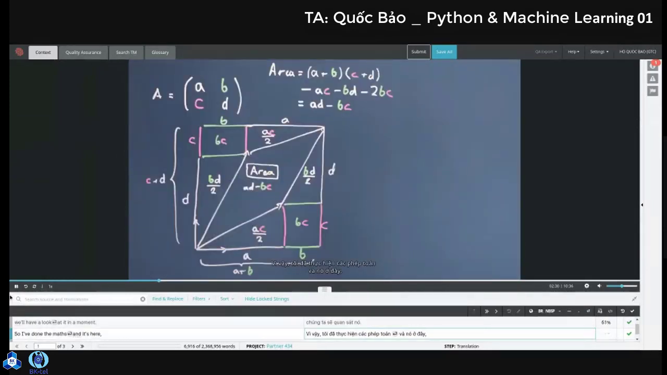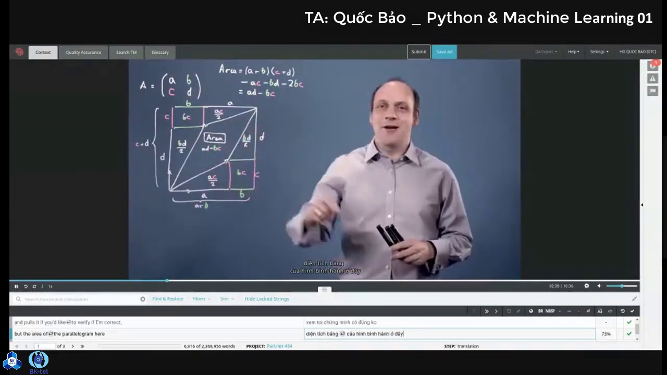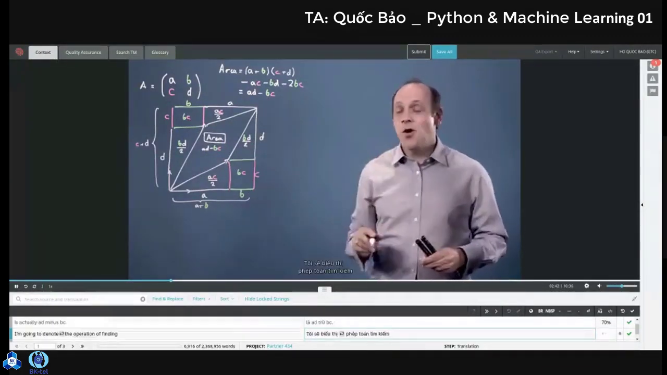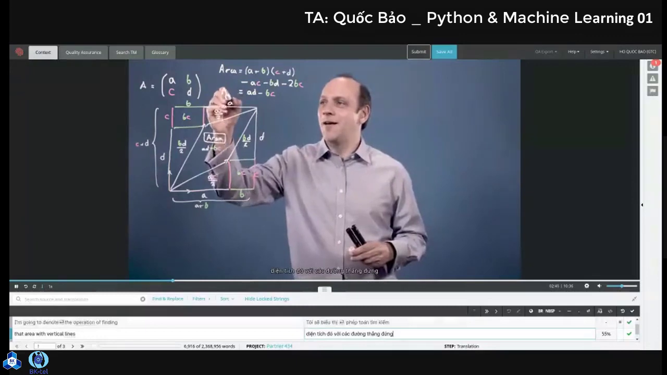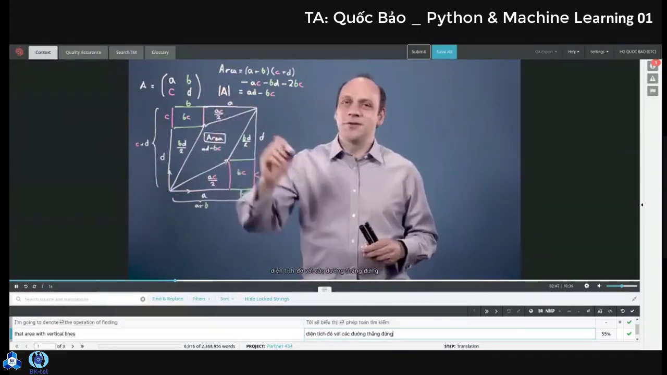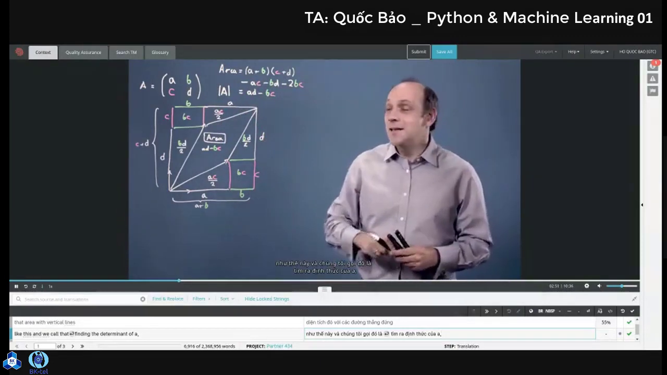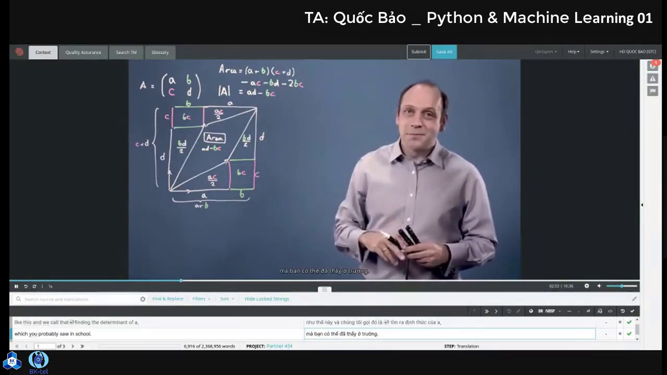So I've done the maths, and it's here. And you can do the geometry and puzzle it out for yourself and pause it if you like to verify that I'm correct. But the area of the parallelogram here is actually AD minus BC. And I'm going to denote the operation of finding that area with vertical lines like this, and call that finding the determinant of A, which you probably saw in school.